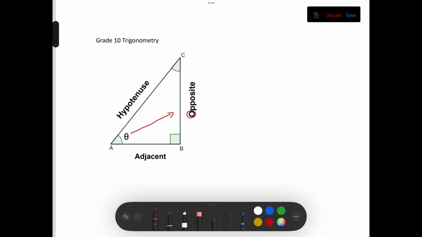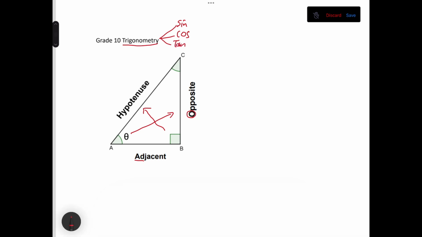Opposite the theta angle is your opposite side, and opposite your 90-degree angle is your hypotenuse. What's left will be your adjacent side. We'll have to use this for the ratios sine, cos, and tan. Now there's also a formula that you are familiar with. I'll show you soon.